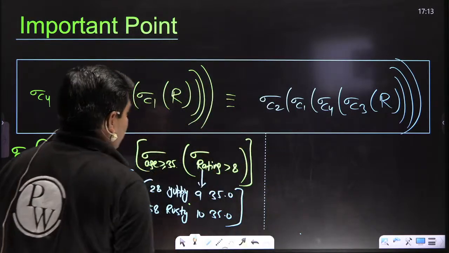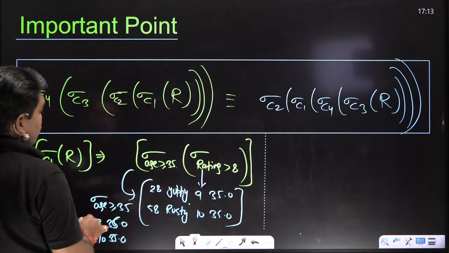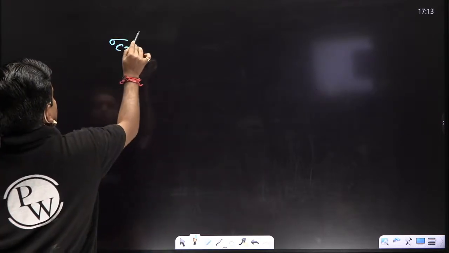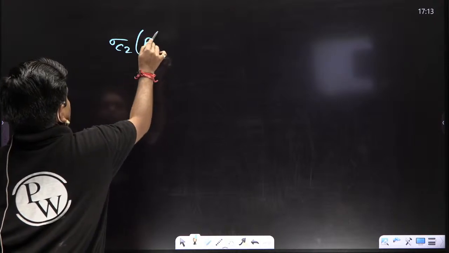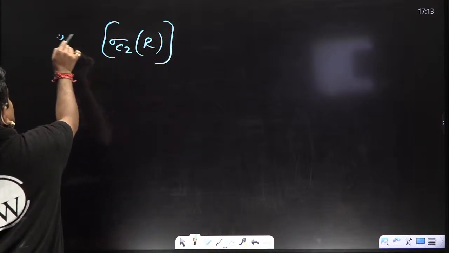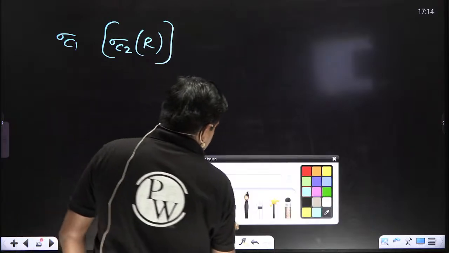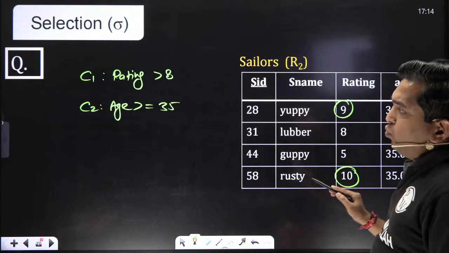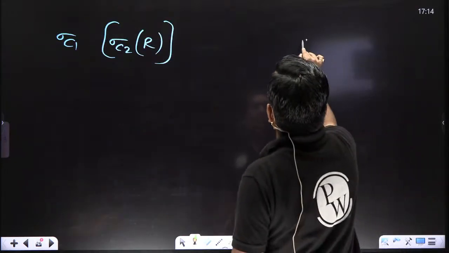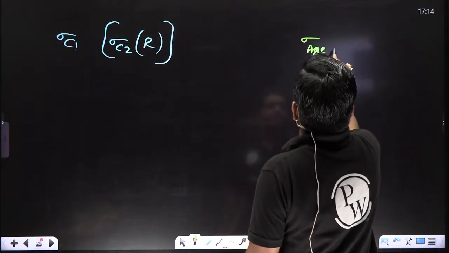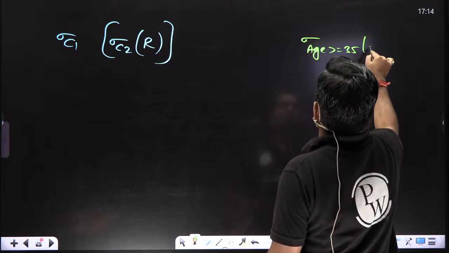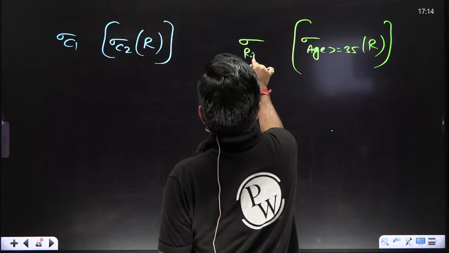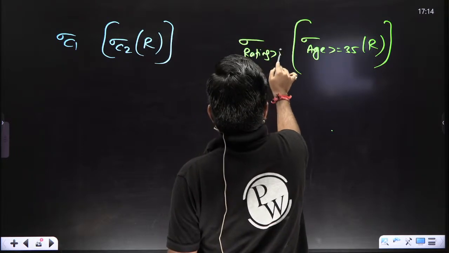Now please listen to the vice versa. What is the vice versa? First of all, you apply C1, then C2. Now you apply C2 first, then apply C1. Please try to understand. C2 is age greater than or equal to 35 from relation R. Then you apply rating greater than 8.